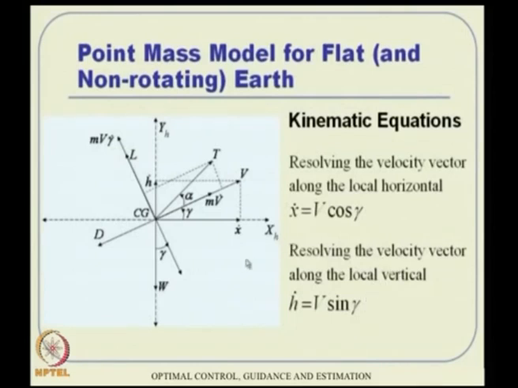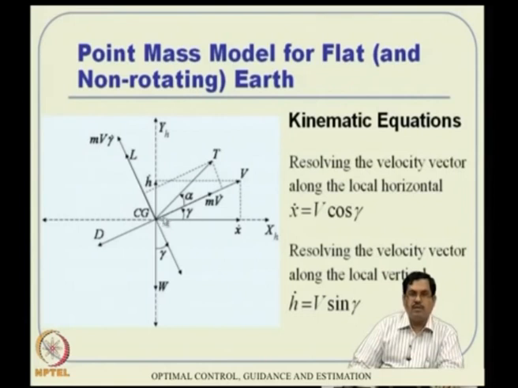So, pictorially, this is where the vehicle is located. The entire vehicle is just a point here. Let us say the vehicle is moving in that direction, v. That is the total velocity of the vehicle. And this x is parallel to the local horizontal. Whatever angle this velocity vector makes with respect to the local horizontal plane is called the flight path angle, or gamma.